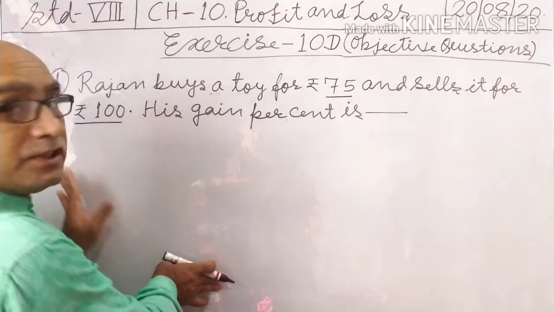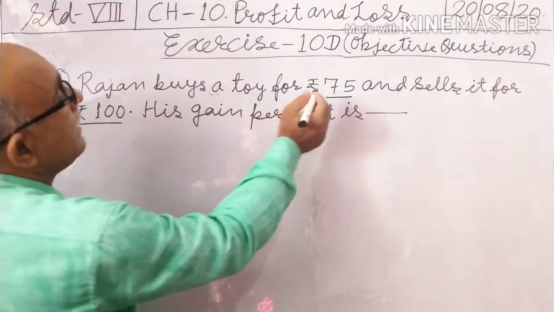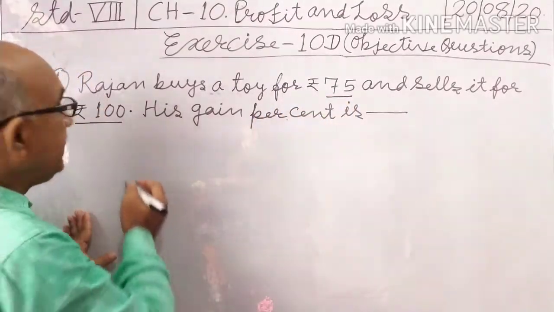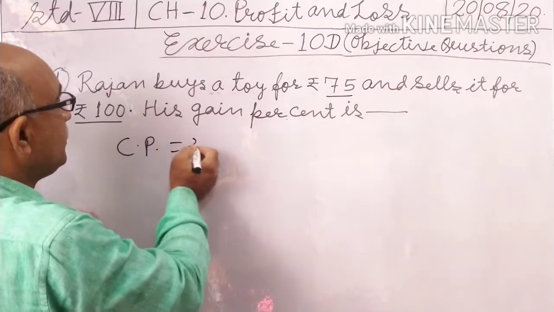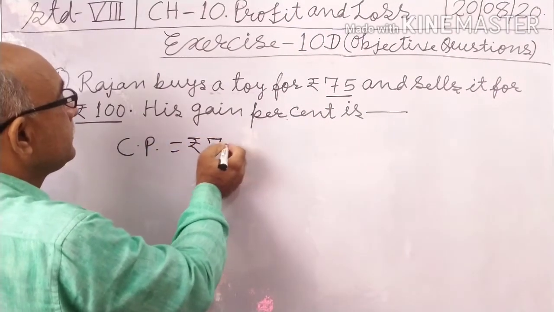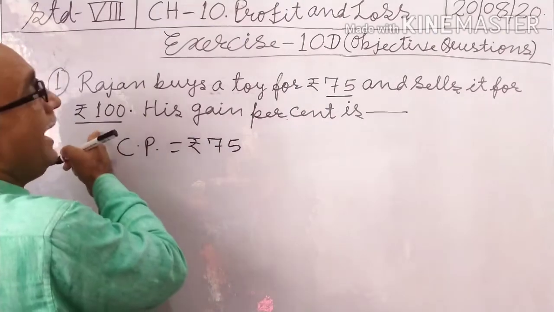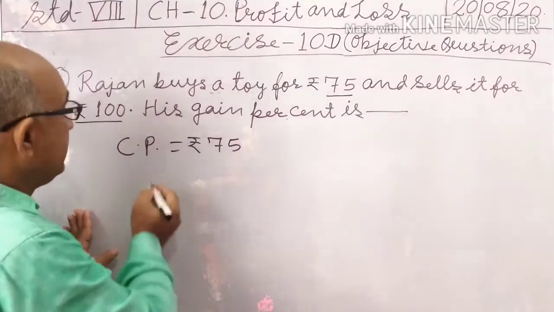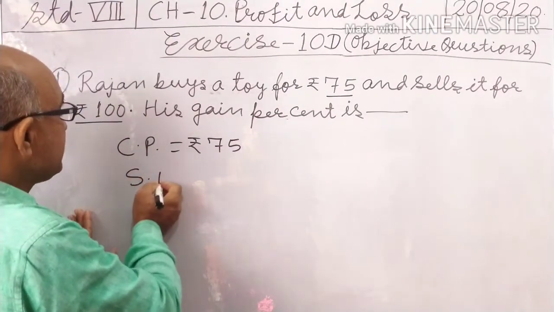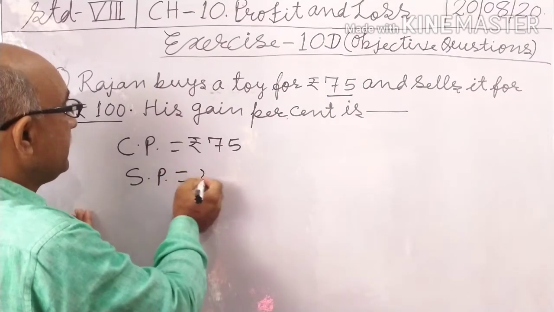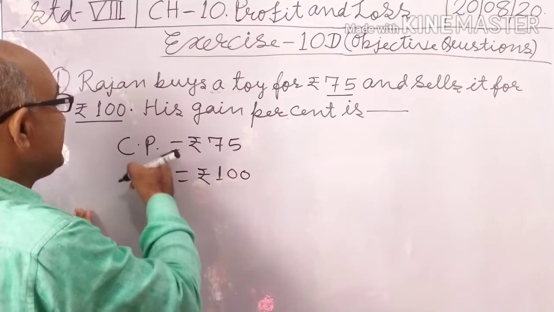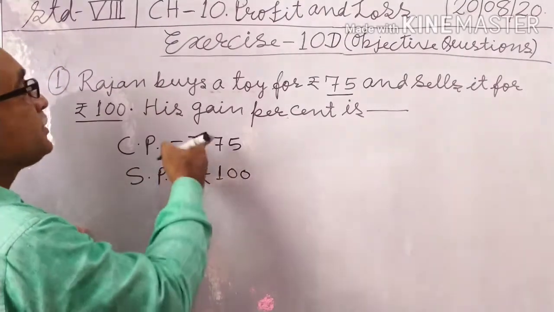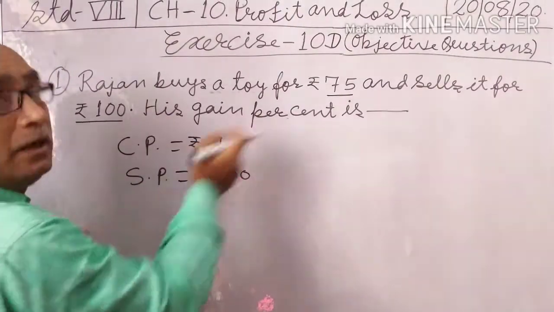It is a basic question. Given here, 75 is CP. CP equal to rupees 75, and sells it for rupees 100. So rupees 100 is the selling price. SP equal to rupees 100. CP is less than SP, so gain. Given also is his gain percent.